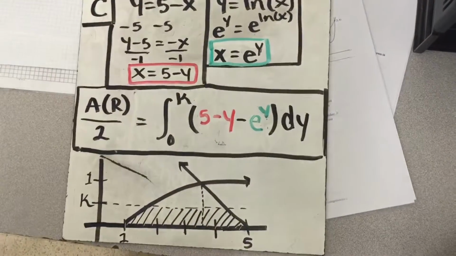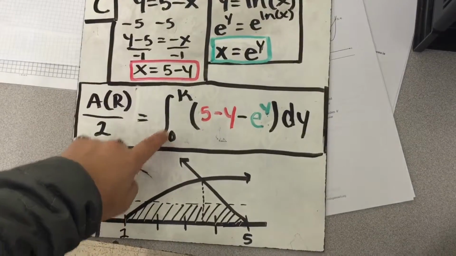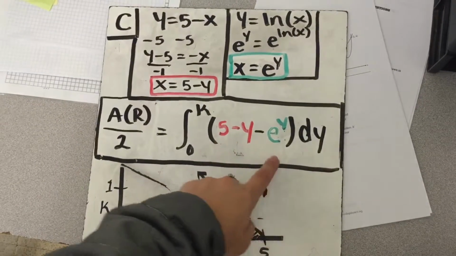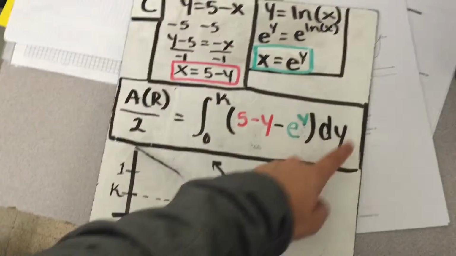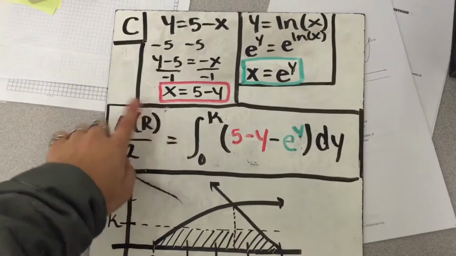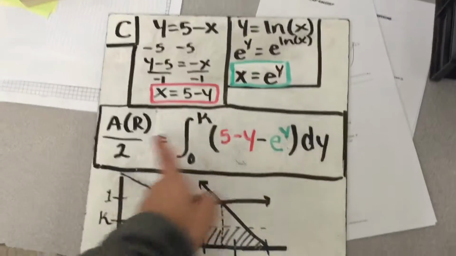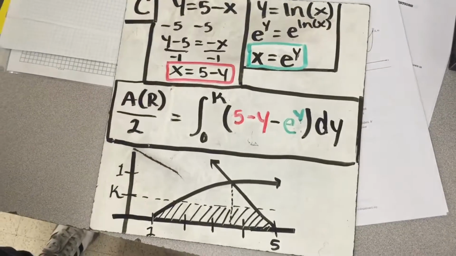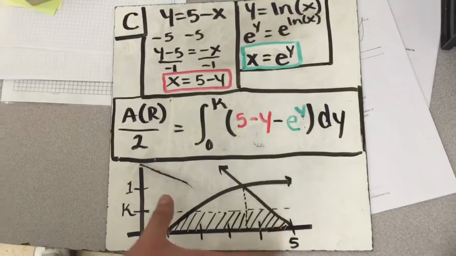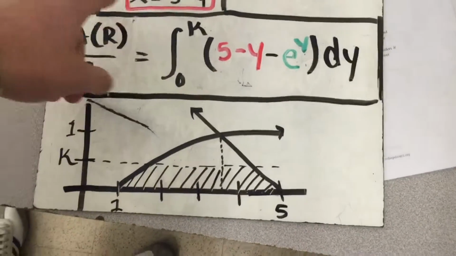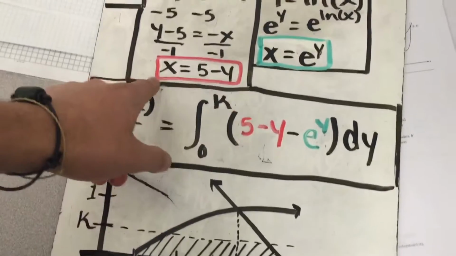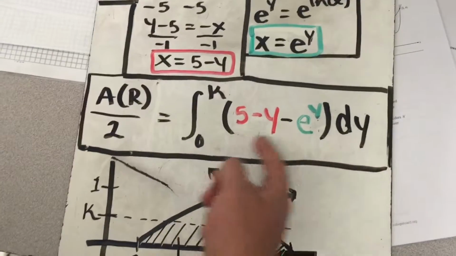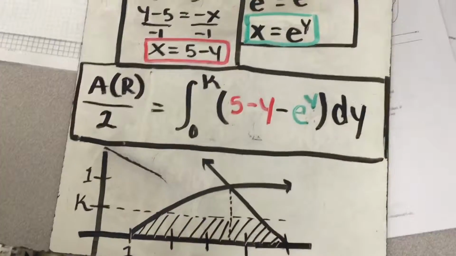The point distribution is basically: you get 1 point for the limit, having the correct 0 to k, 1 point for the integrand, having this correct in terms of y, and then 1 point for the entire equation being correct, where you have the area divided by 2 equals this integral. Some common mistakes are that some people don't set it onto the y-axis, so they don't put these in terms of x, and some people put this in the wrong order.